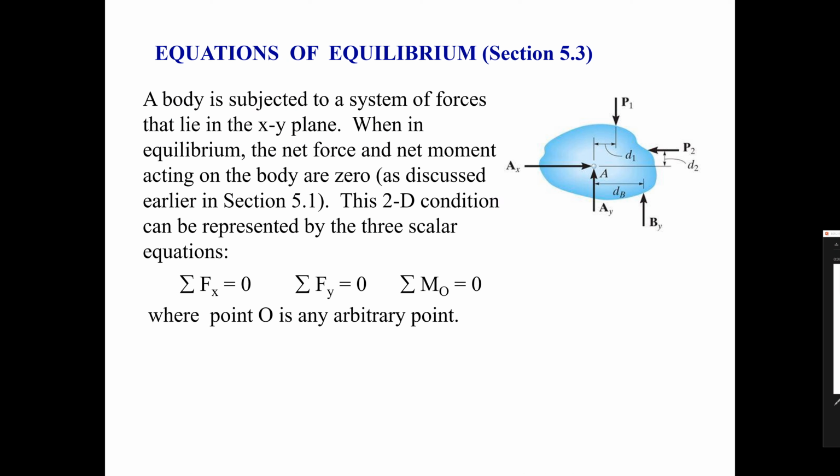This is a two-dimensional system. In order for the system to be in equilibrium, all three of these equations have to be satisfied. The summation of the forces in the x direction, the summation of the forces in the y direction, and the moments about any point all have to be equal to zero. And one of the things they say is always about any arbitrary point. So this has to be about really any point on the object. It cannot have a moment.